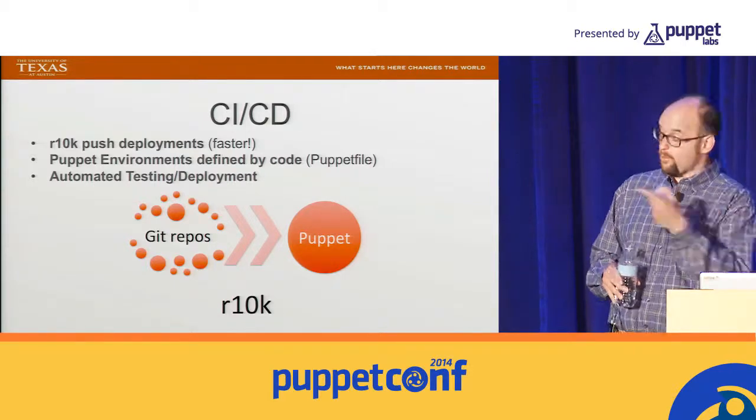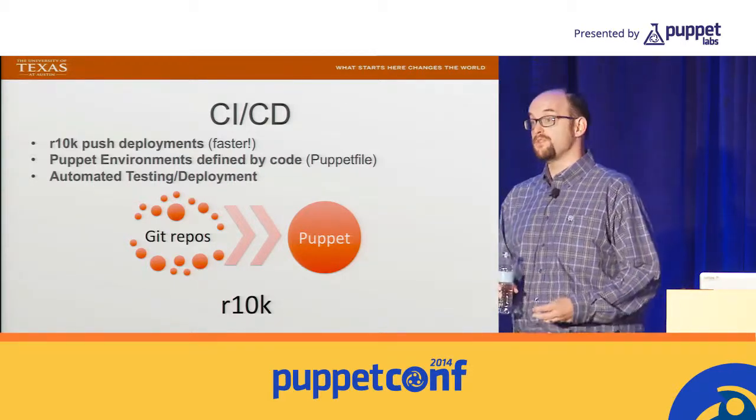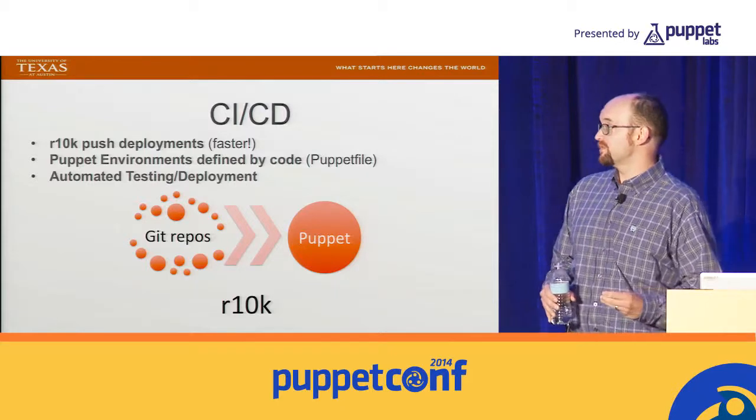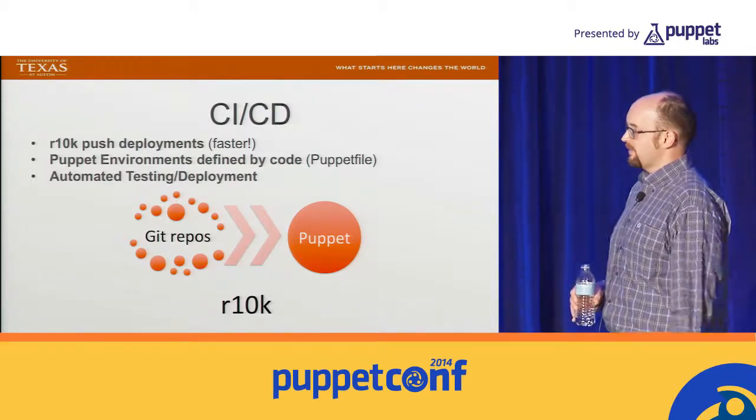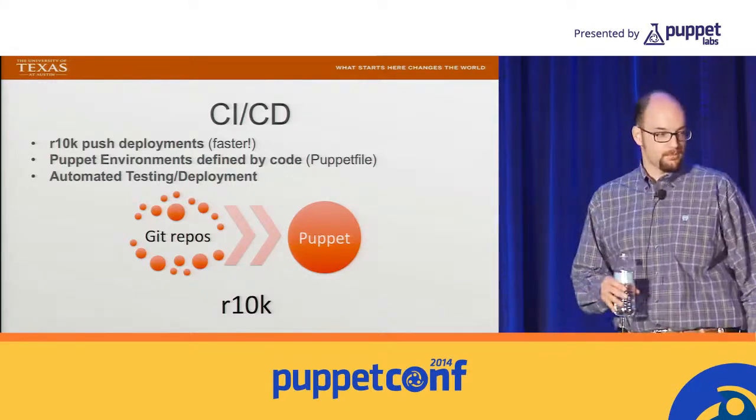Which gets to the second point: Puppet environments defined by code using R10K and Puppetfile, which I highly, highly recommend, and automated testing and deployments. And all that's rendered in that pretty PowerPoint picture.